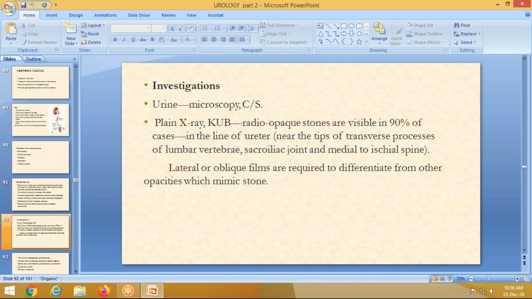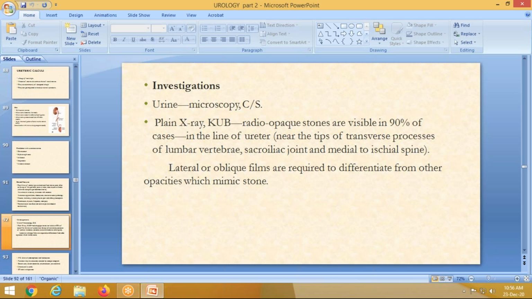Next, you have to take the plain X-ray of the kidney, ureter and bladder. The KUB X-ray is taken in PA view or AP view. 90% of these ureteric stones are radio opaque, so you can easily identify these oxalate stones. Uric acid stones are radiolucent, so even though they are there, they cannot be seen in the X-ray.